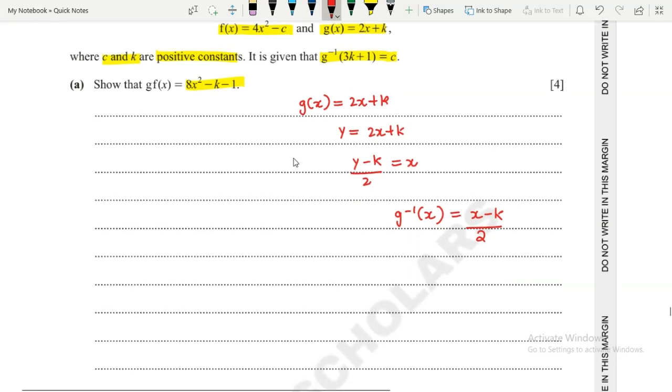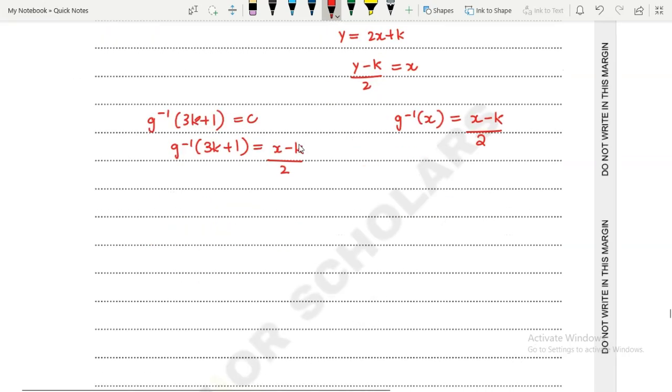Now just put in 3k plus 1. So g inverse of 3k plus 1 is equal to c. So g inverse of 3k plus 1 will be equal to x minus k over 2, which is equal to c. So c is equal to x minus k over 2. Now we have made c the subject. This means that we can simply eliminate it from any type of equation.